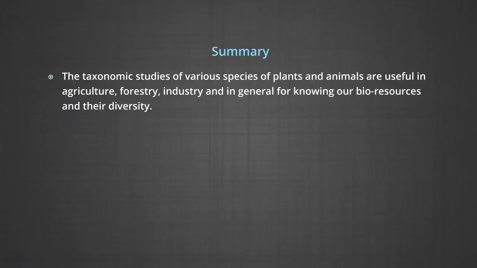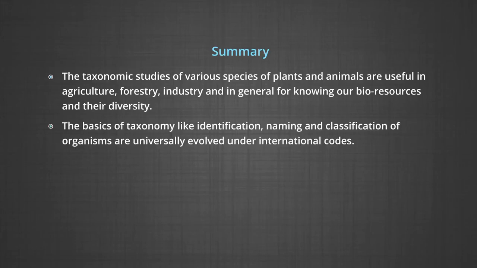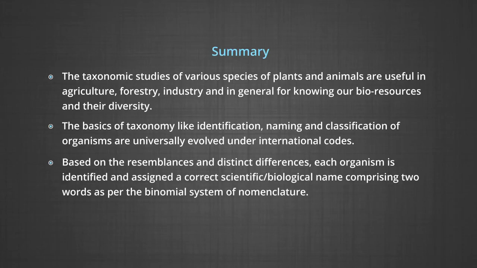The branch of knowledge dealing with these aspects is referred to as taxonomy. The taxonomic study of various species of plants and animals is useful in agriculture, forestry, industry, and in general, for knowing our bioresources and their diversity. The basics of taxonomy, like identification, naming and classification of organisms, are universally evolved under international codes. Based on the resemblances and distinct differences, each organism is identified and assigned a correct scientific biological name comprising two words as per the binomial system of nomenclature.